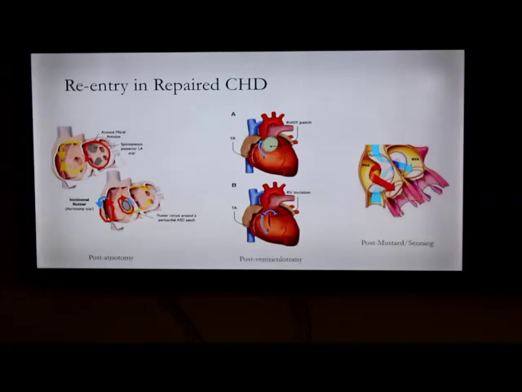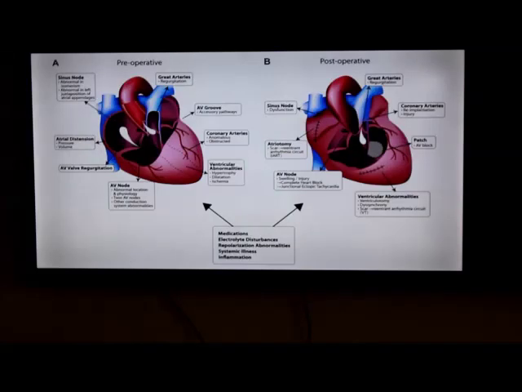And you can imagine how much re-entry you will have in a Mustard patient or a Senning. You imagine how long the suture line is and how the circuit can go around those suture lines. They usually have really incessant and difficult to treat flutters. So this is just to give you an idea, these patients have more substrate of arrhythmias. غير substrate of arrhythmias, they have multiple causes for it.